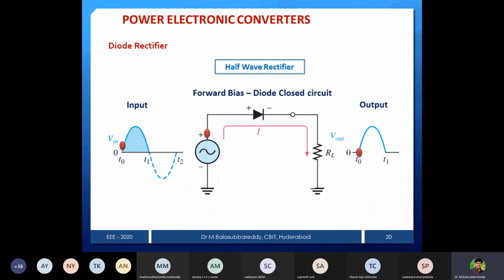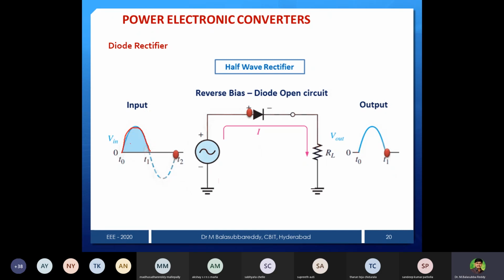Now you can see the rectifier operation is very simple. The input is AC supply and the output will be DC. I used here a small one diode, just a half wave rectifier. In a half wave rectifier, only the positive half cycle is going to be conducted. Now you can see the positive half cycle.